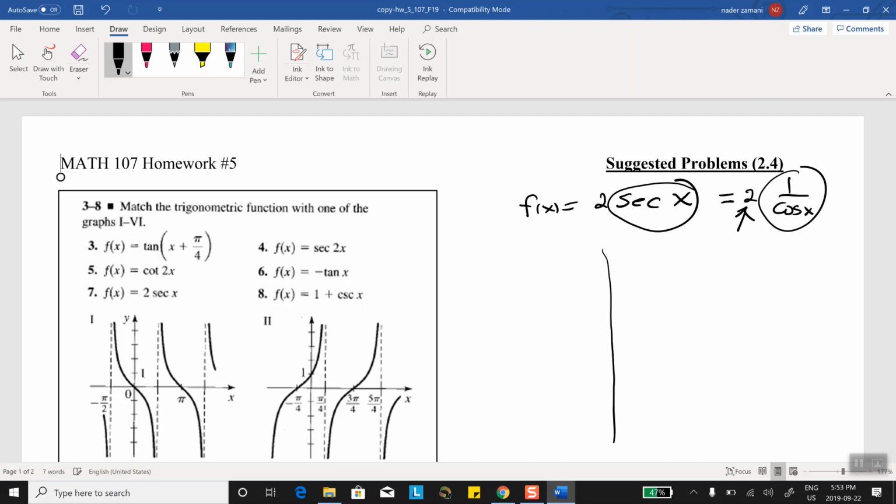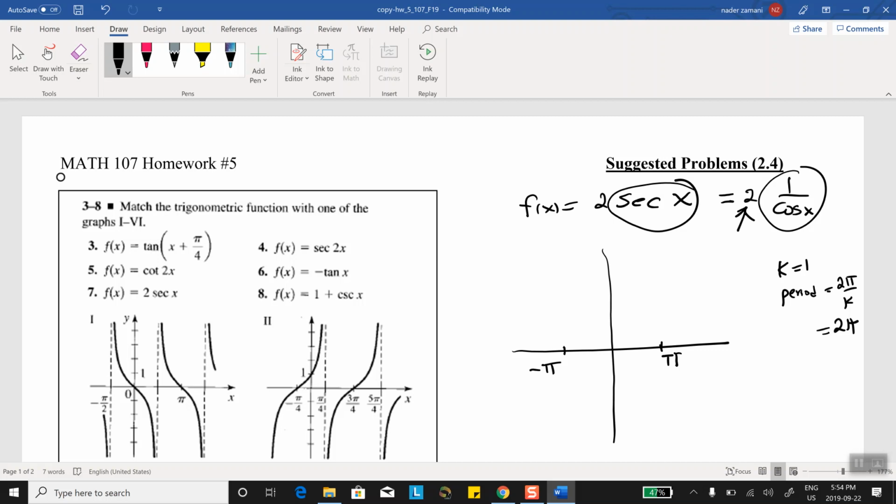Now, first of all, let me remind you that k is 1, period is 2 pi over k, and the period is 2 pi. So all I have to do is to plot this function secant between, for example, minus pi and pi. That's the 2 pi interval, and then stretch it by a factor of 2.